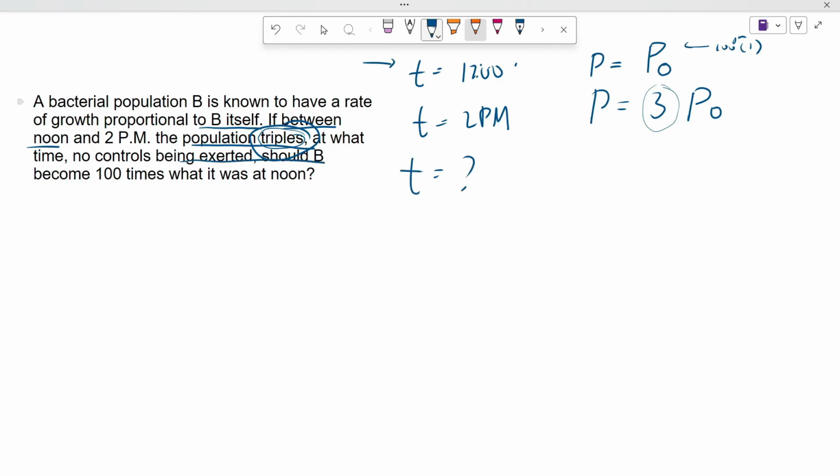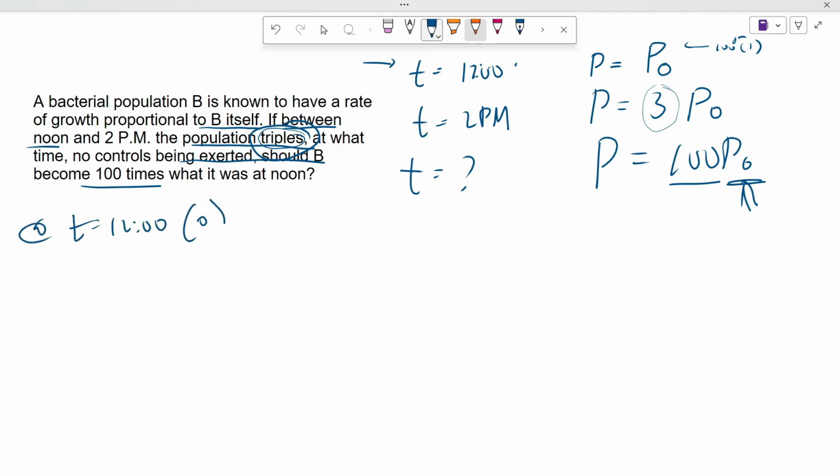At what time, with no controls being exerted, should P become 100 times? At one time, its P will be 100 times the initial, which is P_O. At time 12 o'clock, since that is where it started, the time is 0 minutes, with P equals P_O.